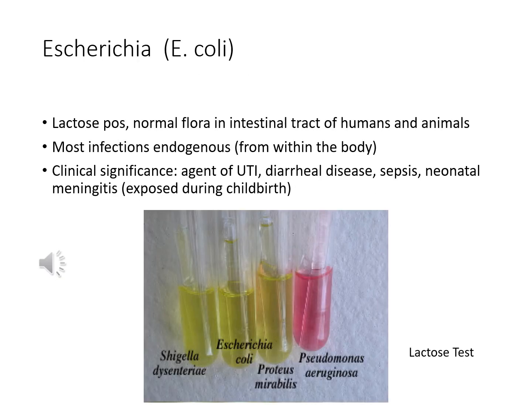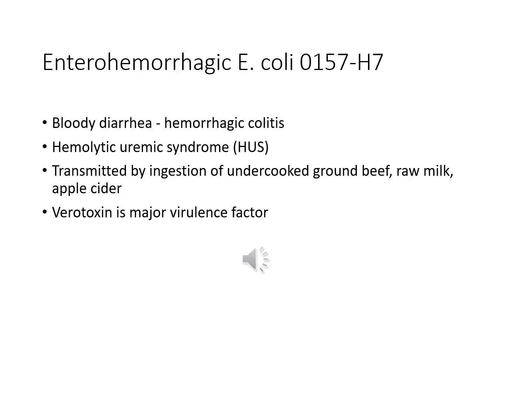All right, first we will start with Escherichia, or commonly referred to as E. coli. They are lactose positive, so usually it is a normal flora in the intestinal tract of humans and animals. Most infections are going to be endogenous, so they originate from within the body. E. coli is a significant agent of urinary tract infections, diarrheal disease, sepsis, and neonatal meningitis. The babies that get that are usually exposed during childbirth.